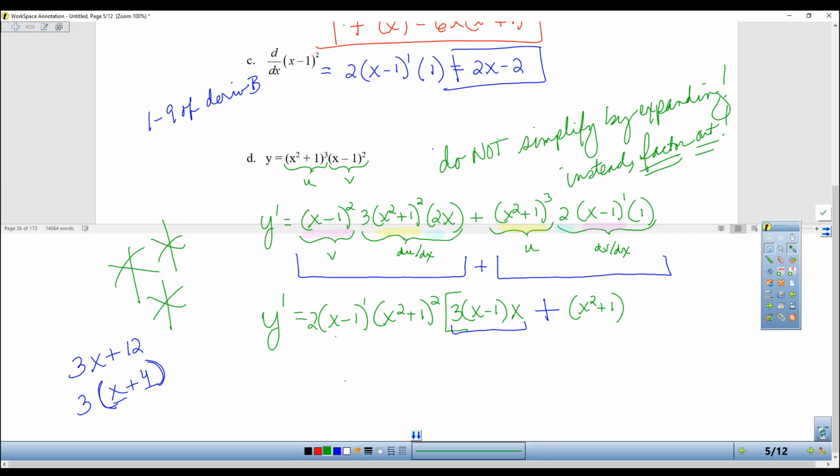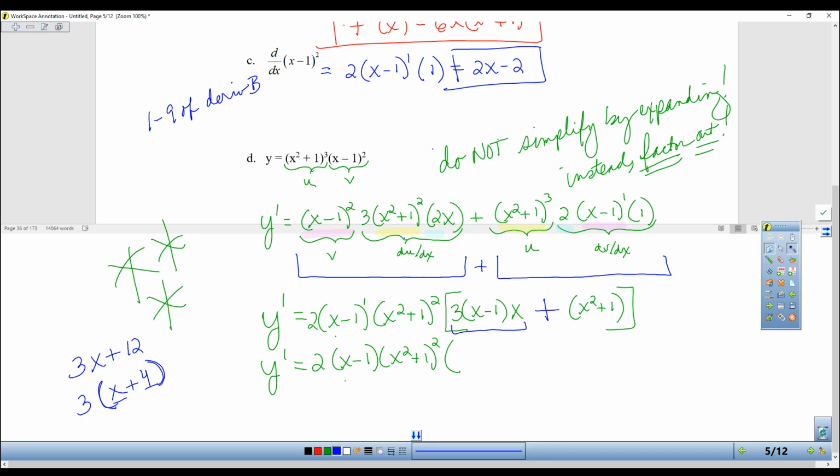I took out the 2, I took out the x minus 1, and the 1 doesn't matter. So I'm done. I still have to simplify. These are all factors. I can just leave them. But this mess I have to take care of.